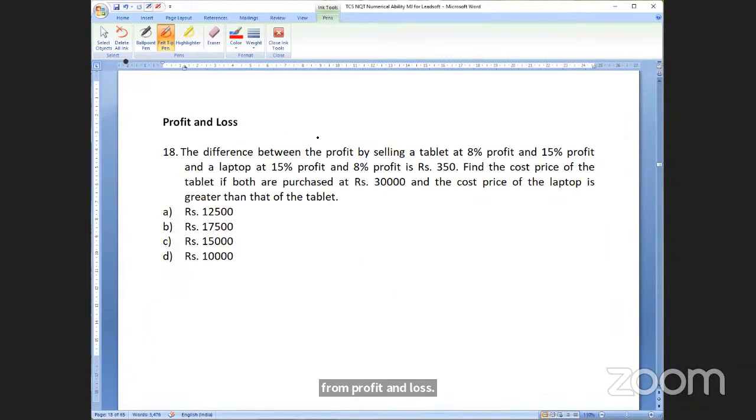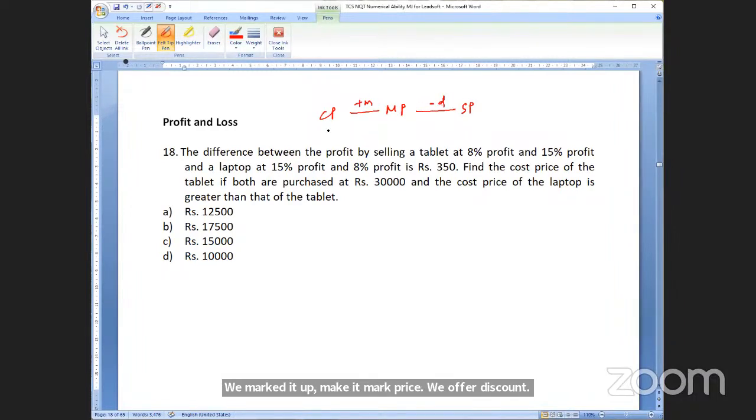We have a cost price. We marked it up, make it mark price. We offer discount. We have a selling price. Marked up, offer discount. And this is how, in this format, questions are asked. Sometimes marked up is not there. Just cost price is there. Selling price is there. Difference between both would be profit or loss depending upon whether selling price is more or cost price is more. And that's it.